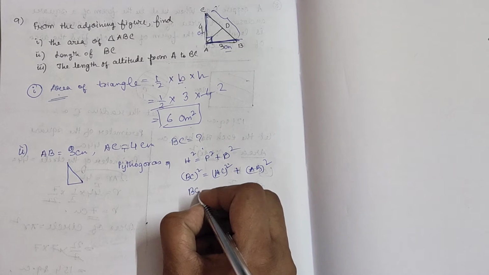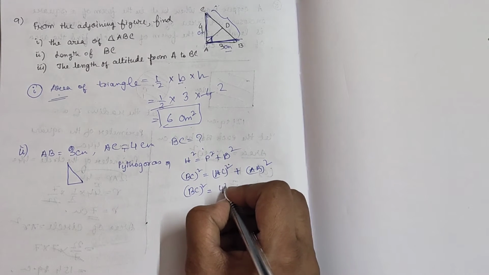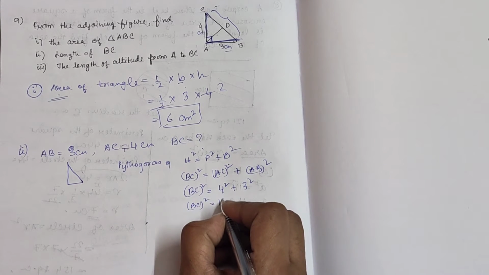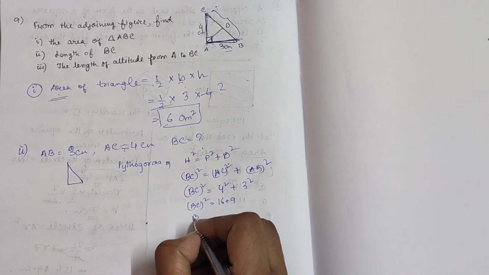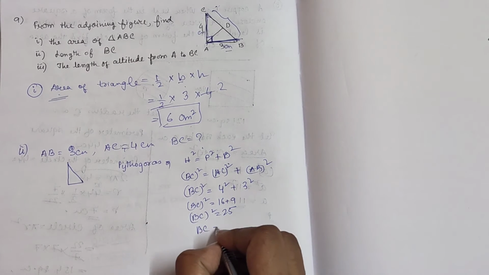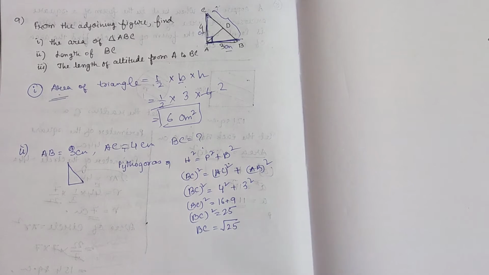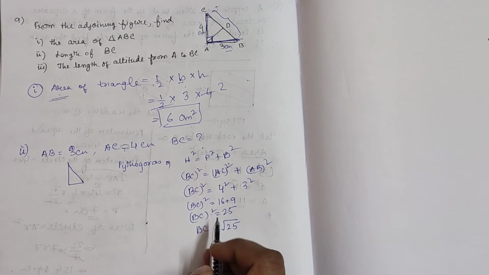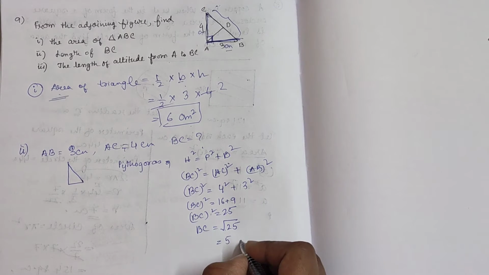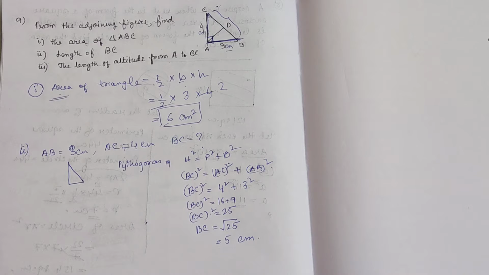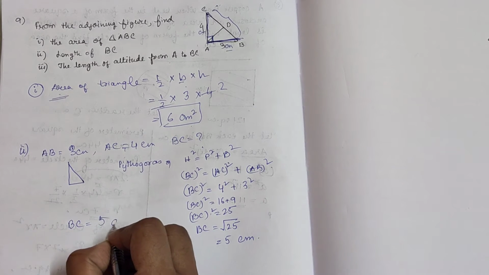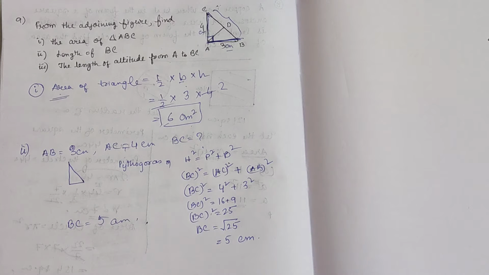So BC unknown to us. AC 4 square, AB 3 square. So BC whole square equal to 16 plus 9. So BC whole square equal to 25 and BC equal to root of 25. Whenever we remove this square, we have to find out the root of the number. So 25's root is 5. So my answer will be 5 centimeter. So length of BC equal to 5 centimeter. Number 2 is also done.